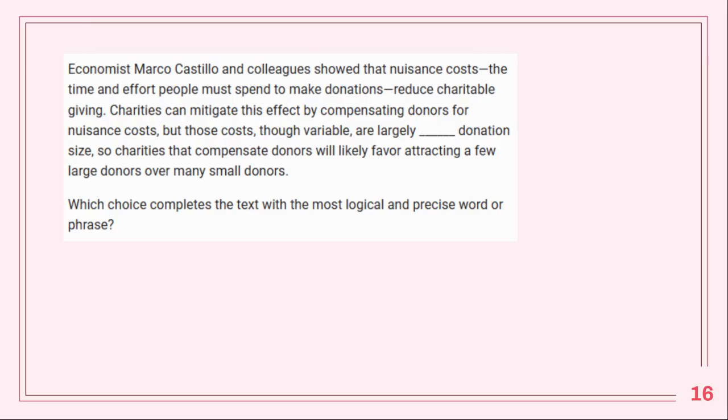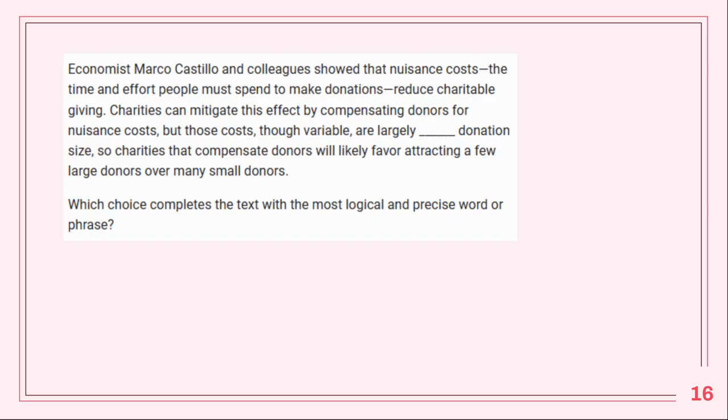And so we're saying charities can mitigate this effect, or kind of avoid this from happening, by compensating donors for the nuisance cost. So they're going to give them a little something, maybe some money or maybe a gift, when they make this donation in order to make up for the nuisance costs, almost like an apology for all the time and effort it took, so that they can get people to donate.